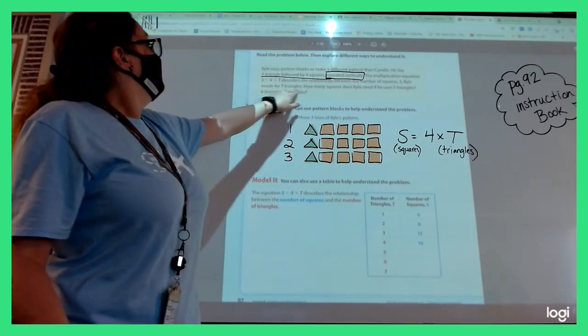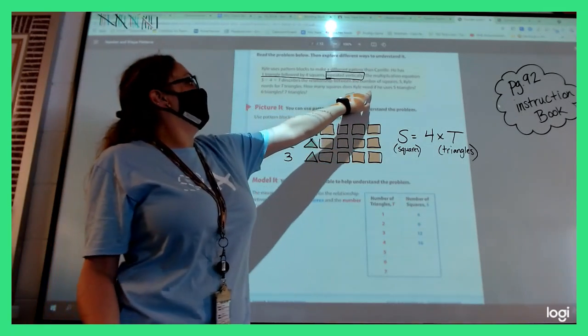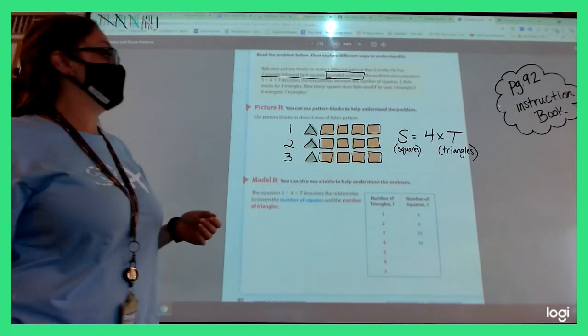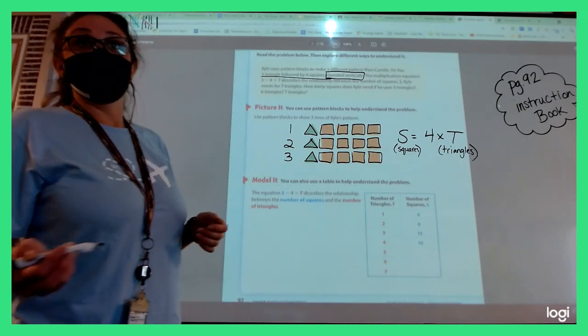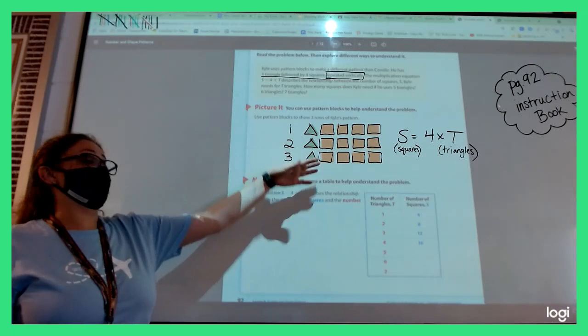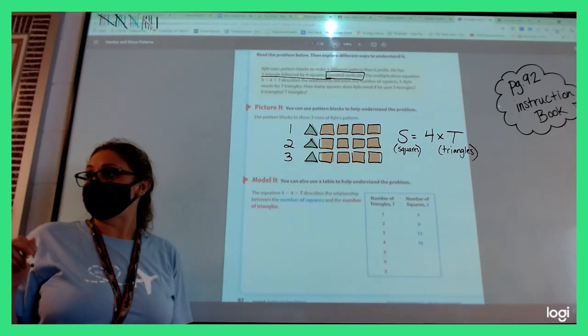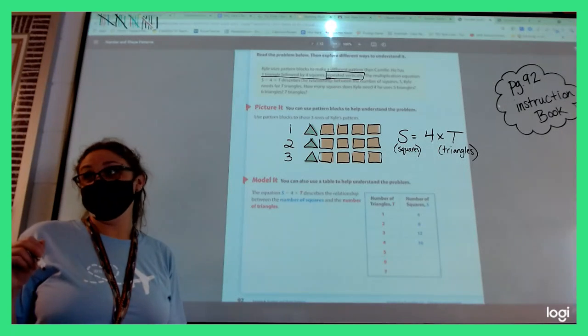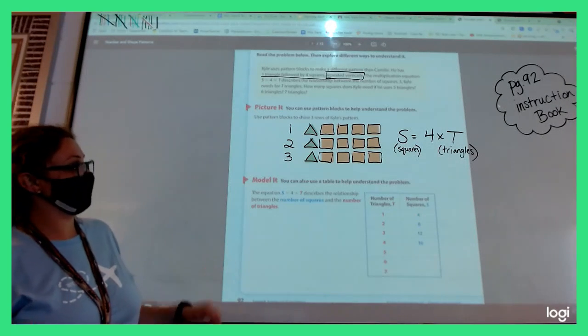Last part. How many squares does Kyle need if he uses 5 triangles, 6 triangles, or 7 triangles? We can figure this out. One way we could do it, we could keep drawing our pattern over and over, but you guys know that can take forever. Because what if I asked for the 90th row? We don't want to draw that much. So we need to learn a trick.